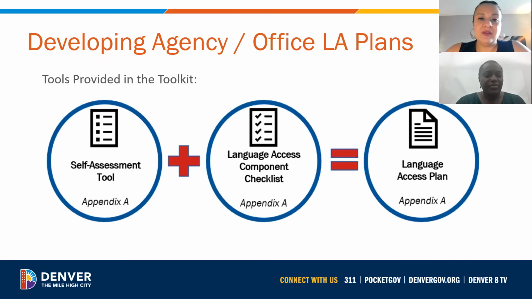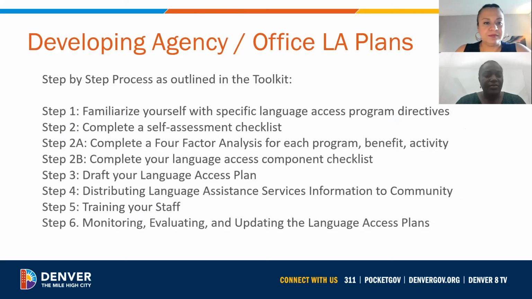So now we're actually going to talk about developing your own internal language access plan. We provide these tools inside of the toolkit, and there is an example of each one of them. If you complete your self-assessment tool and then the language access component checklist, you should be able to have all of the data necessary to plug into the template that we provided for you for your language access plan. So we're actually going to go into the toolkit. And right now, I just wanted to talk about a little bit of the steps that you're going to see outlined in the toolkit in order to do your language access plan.